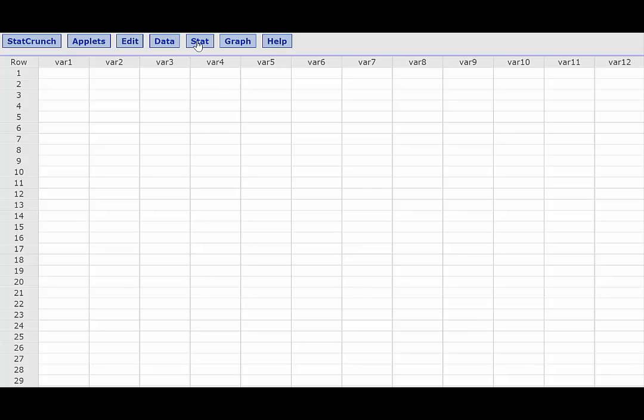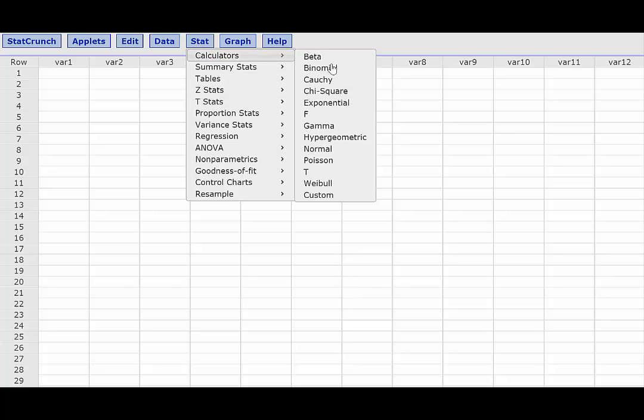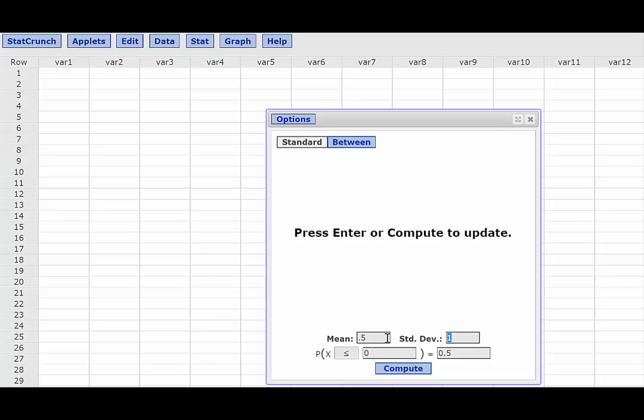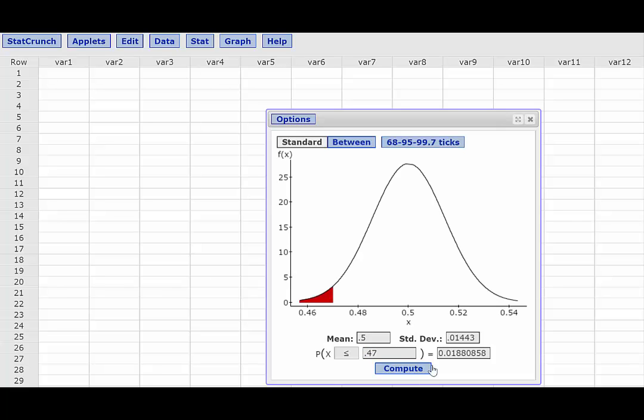Now let's do the same problem using StatCrunch. I'm going to go to Stat, Calculators, and I'm going to select the normal calculator. We'll go ahead and put the mean in. So the mean of this was 0.5. Standard deviation was 0.01443. And we want this to be less than or equal to 0.47. And press compute. We get the same thing, 0.0188. And we see a nice shading here.